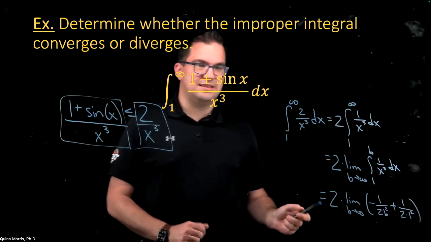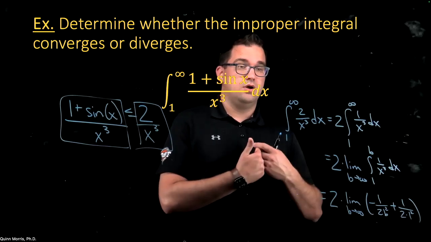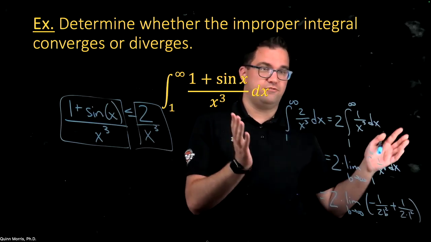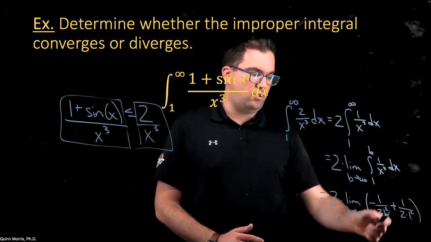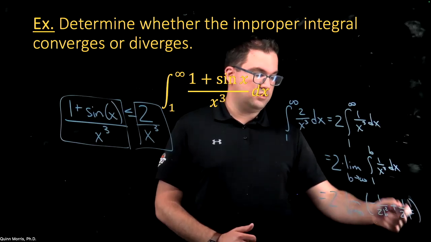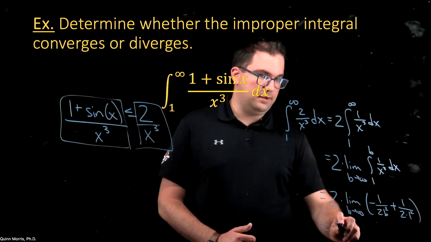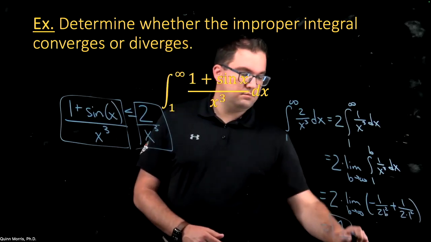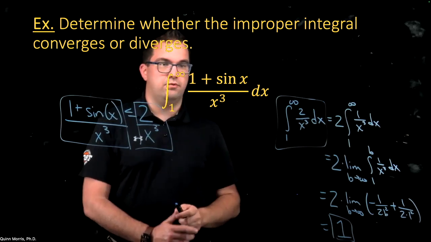What's interesting here is that the actual value I get doesn't matter. I just need to know whether this limit is going to exist and be finite, or whether it's going to go off to infinity. But it's not too hard to see here. As b goes to infinity, this whole term will go to 0, and so this will go to 1/2. And 2 times 1/2 will just be 1.